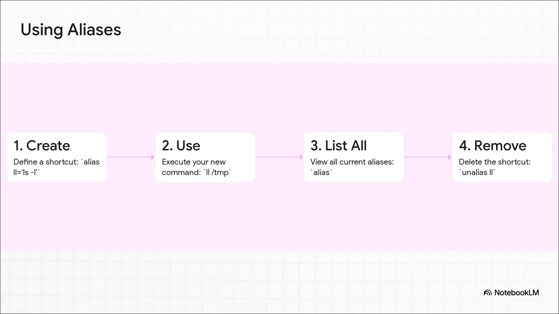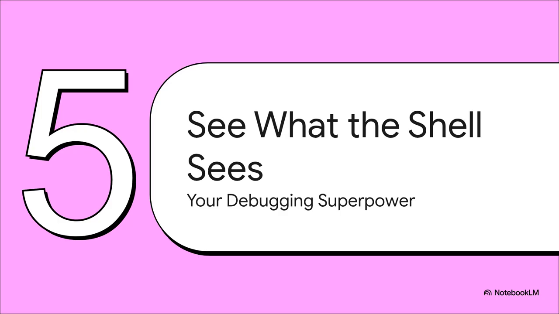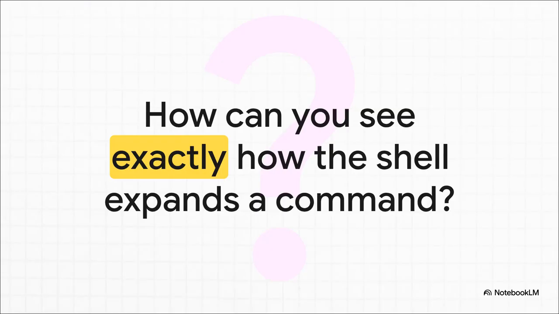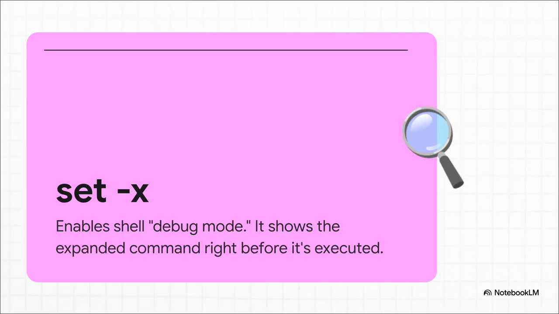Easy as that. And now we've arrived at my absolute favorite part of this whole thing. This is the one trick that, once you learn it, is going to feel like you've been given a pair of X-ray glasses for the command line. I'm not kidding. I mean, this is the million-dollar question, right? After all the variable expansions and the quoting and the aliases, what does the final command actually look like right before it gets executed? Wouldn't it be incredible if you could just ask the shell to show you its work? Well, guess what? You can.